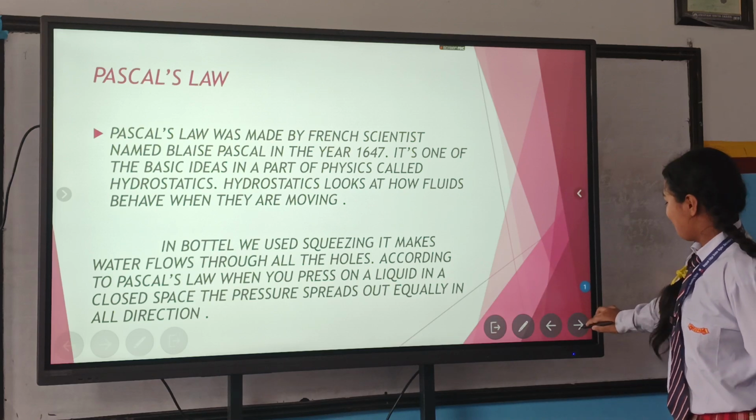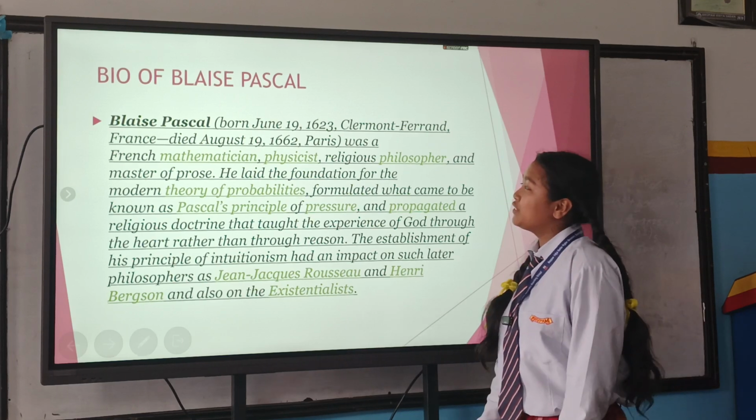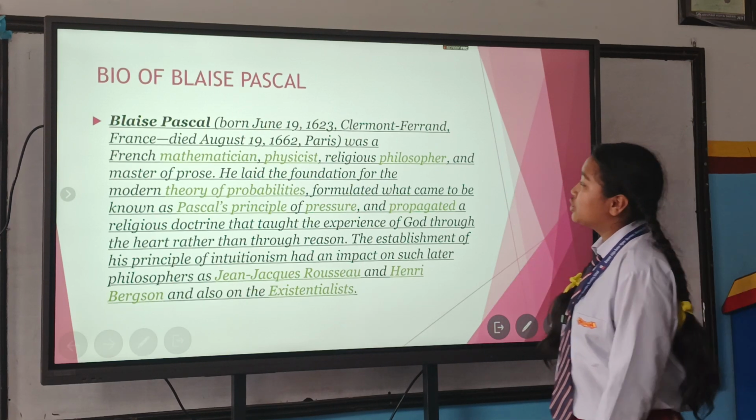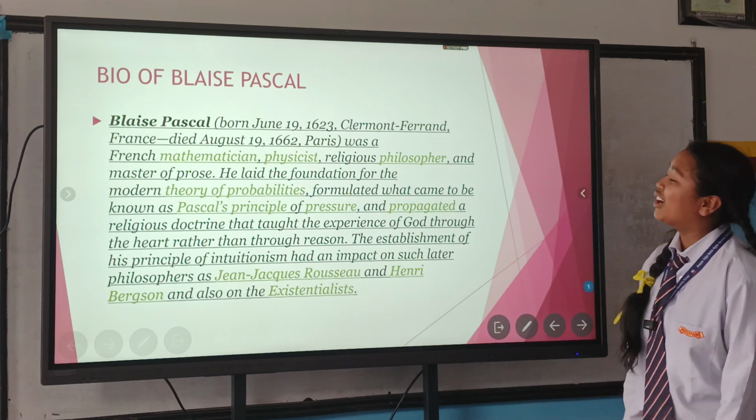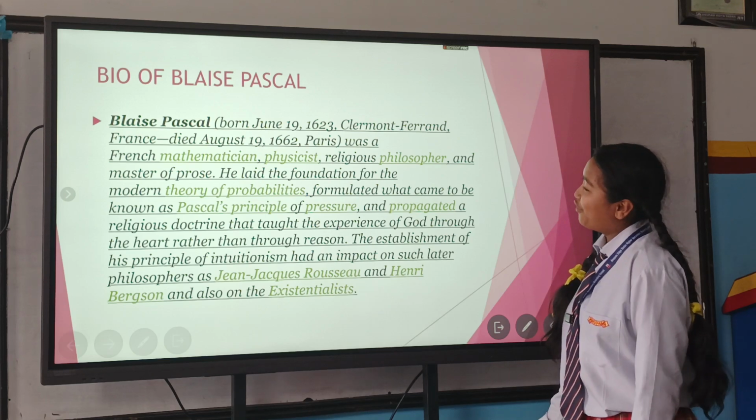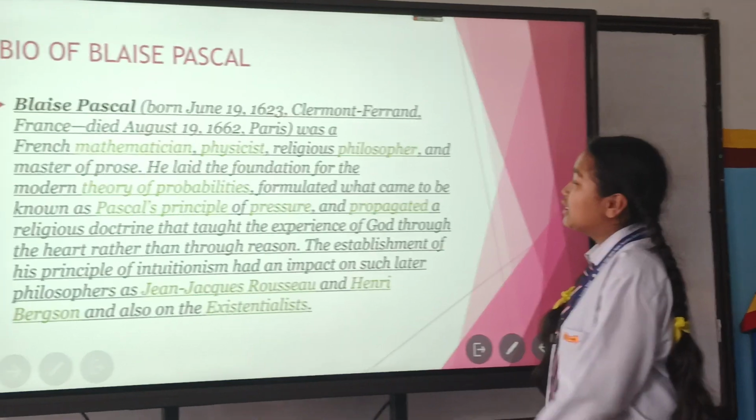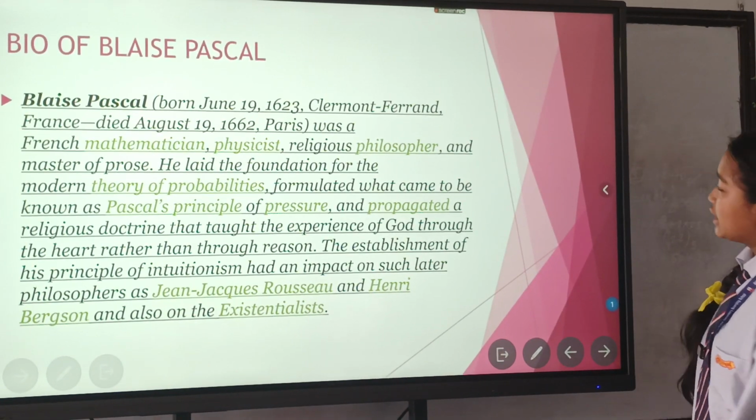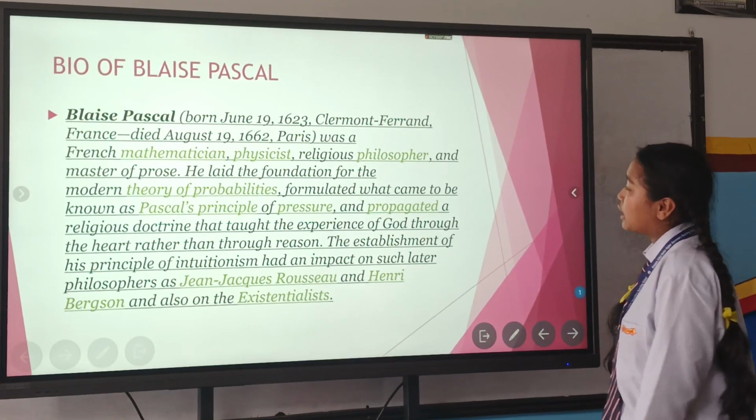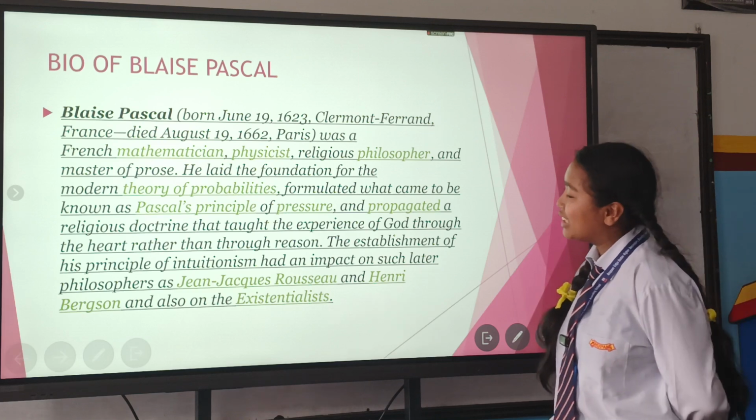The next. Blaise Pascal. Biography. Blaise Pascal was born on June 19, 1623, in Saint-Germain, France, and died in August 1662 in Paris. He was a French mathematician, physicist, religious philosopher, and master of prose.